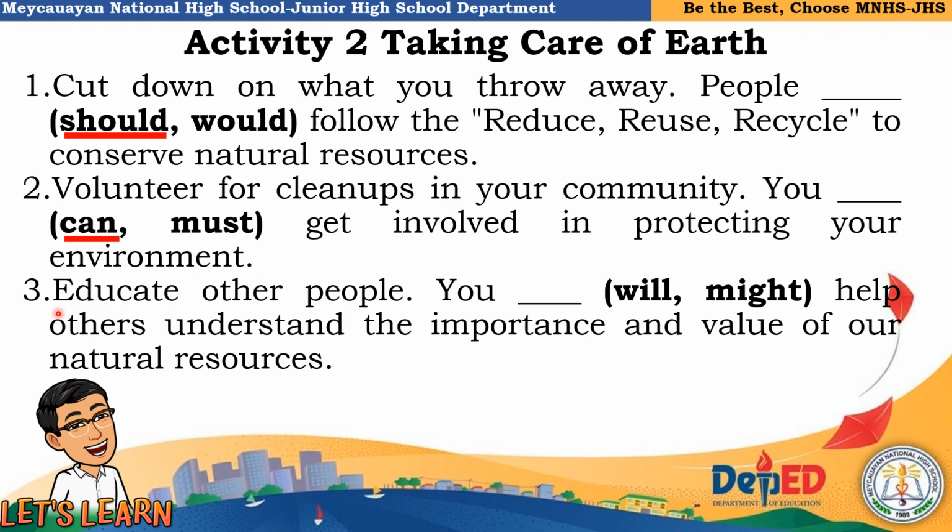Number 3, educate other people. You will or might help others understand the importance and value of our natural resources. 5 seconds to answer. Number 3 is might, because there is a chance, it is more on possibility, that others may know the value of conserving natural resources.